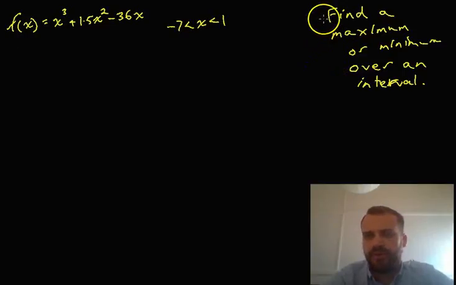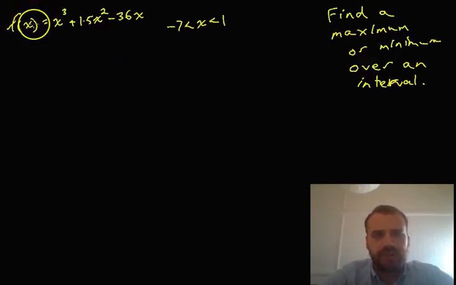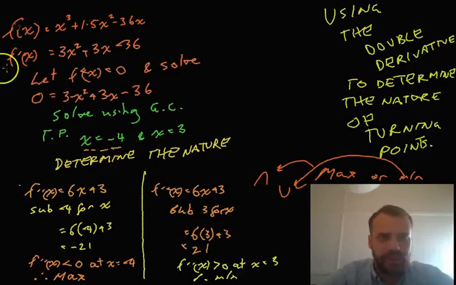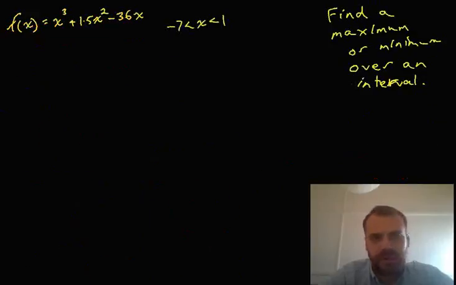In this video, we'll be finding a maximum or a minimum over an interval. We'll actually find the maximum and the minimum over a single interval. Now, what do I mean by that? I've got a cubic function here, x cubed plus 1.5x squared minus 36x. It's the same cubic function that we've already dealt with, so we know pretty much what it looks like. Now, I want to know what is the maximum and what is the minimum over this interval.